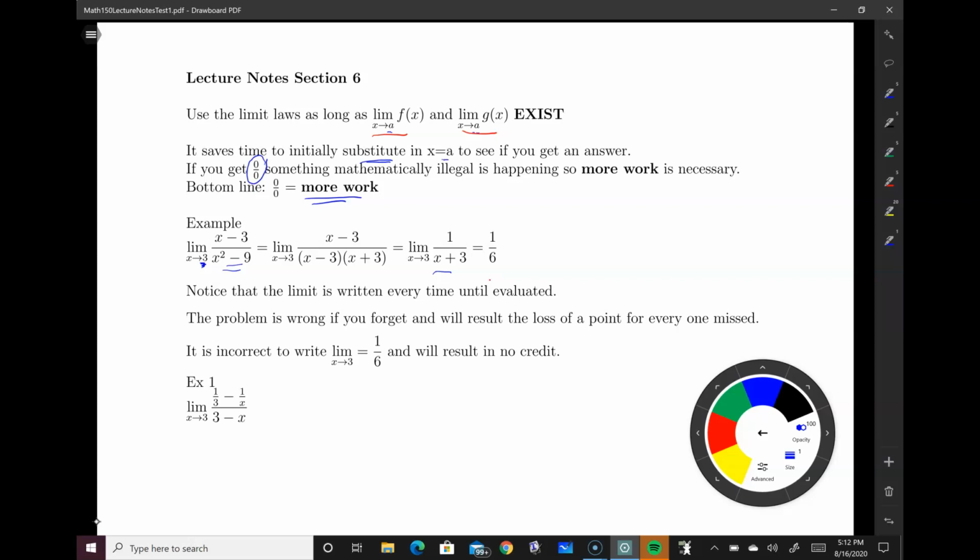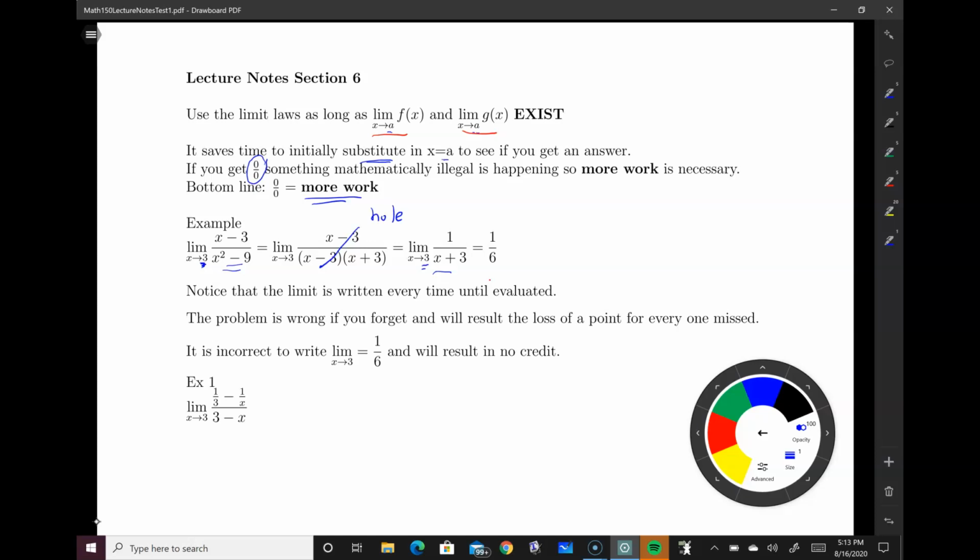So you'll remember this is similar to a graph we've been doing. When we cancel these, we get a hole. And when we have a hole, how we find the y value of that hole is we plug in x equals 3. So the hole does not change the limit.